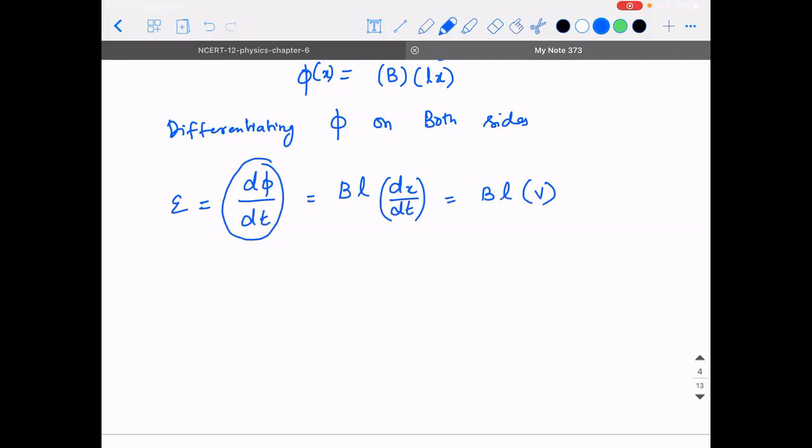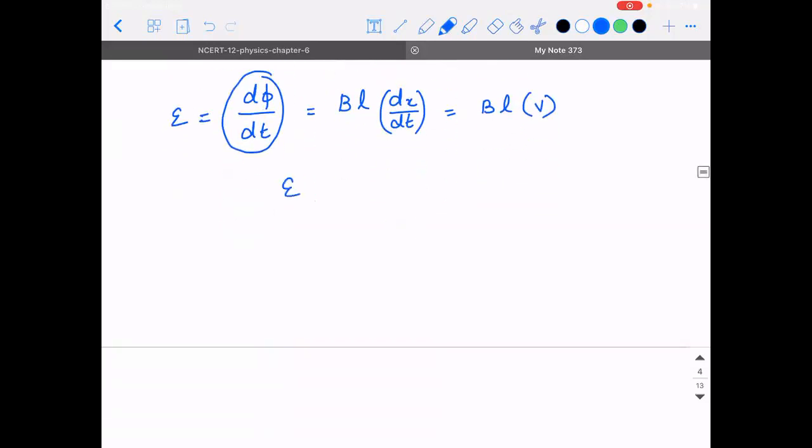So EMF is equal to B into L into V. Right. So this EMF E is what is called the motional EMF, and this value is B into L into V. Guys, am I clear with this? Yes, sir. That's good. This is an important expression to be remembered.